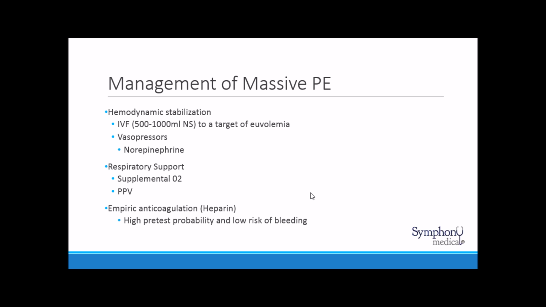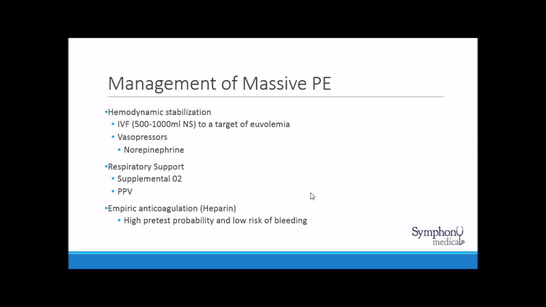Now, if they have a massive PE, you want to hemodynamically stabilize them. You want to volume resuscitate them. But one of the key things here is you don't want to over-volume resuscitate them. You want to restore euvolemia. If they're hypovolemic, make them euvolemic. But once they're euvolemic, giving them more fluid is not going to help. So giving 8 liters of fluid to a hypotensive patient with a PE who's euvolemic will not help them. They need pressors. Make them euvolemic and then put them on a vasopressor.